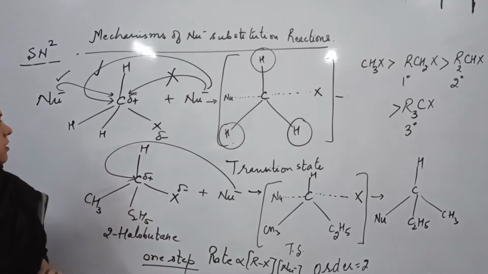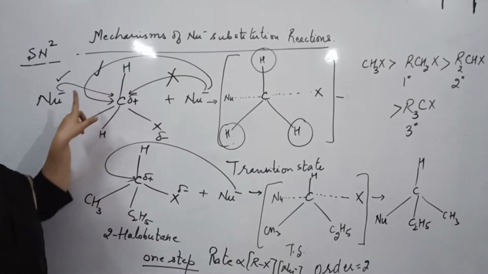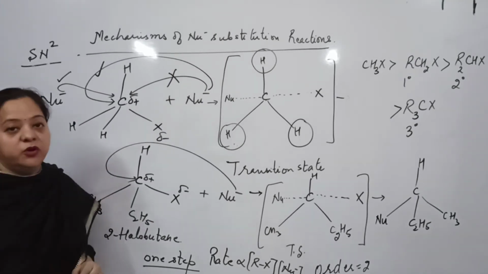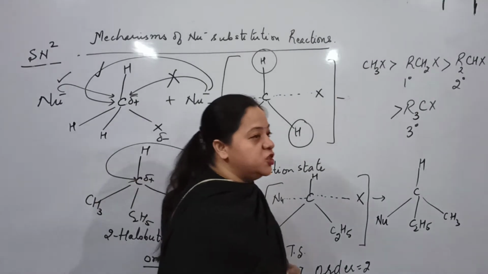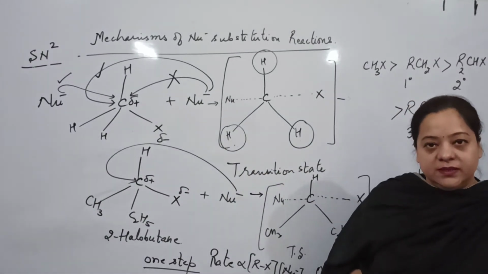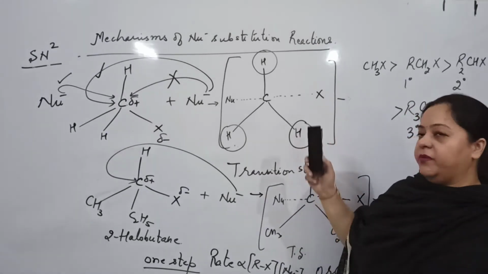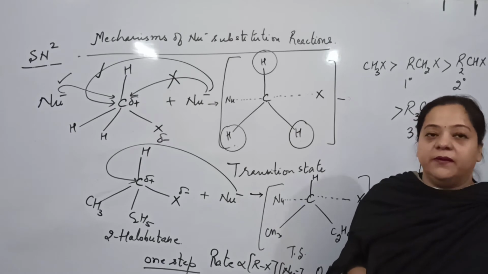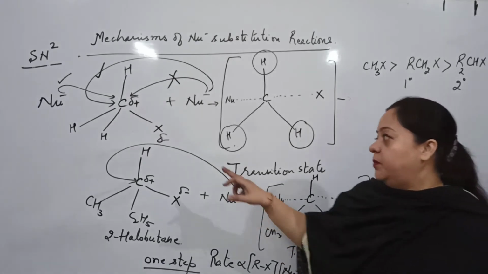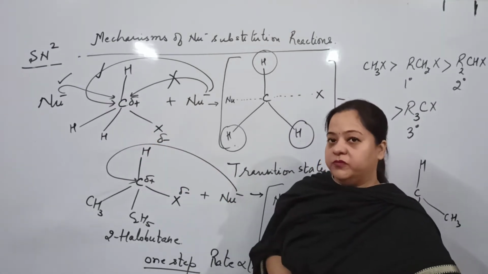Now the second case is, as here, with an increase in the size of the R groups or with an increase in the number of R groups, the reactivity towards the SN2 mechanism decreases. In that case, instead of simultaneous bond formation and bond breaking, the reaction will take place in two steps. First, the bond will break, and in the second step, the bond will be formed.